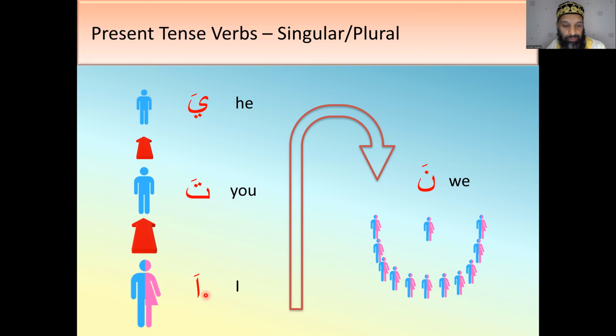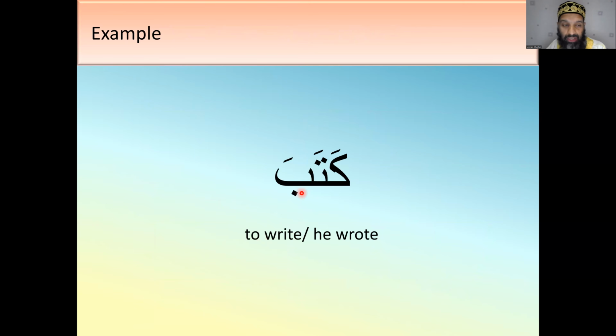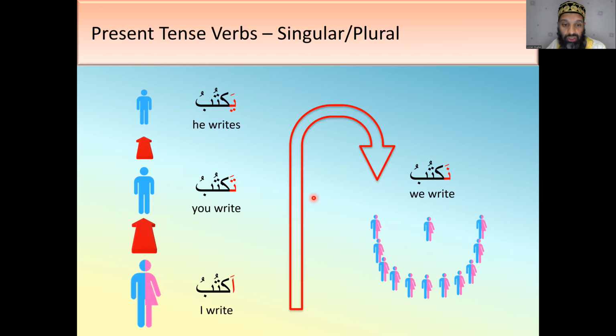So let's just do an example. Kataba. Let's look at kataba now. Kataba, to write. So a, ta, ya, na. Remember that. A, ta, ya, na. A is close to you. Aktubu, I write. Taktubu, you write. Now the ya is even further away. Yaktubu, he writes, further away. And then the noon is an exception. The noon is you and the people around you. Naktubu. So naktubu is we write.